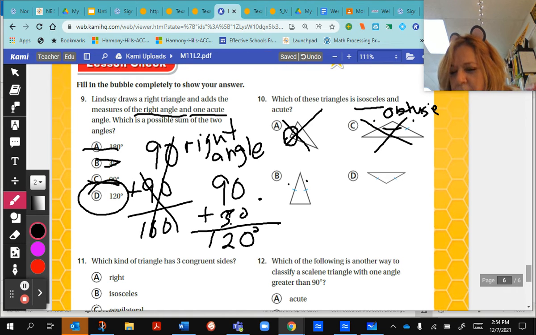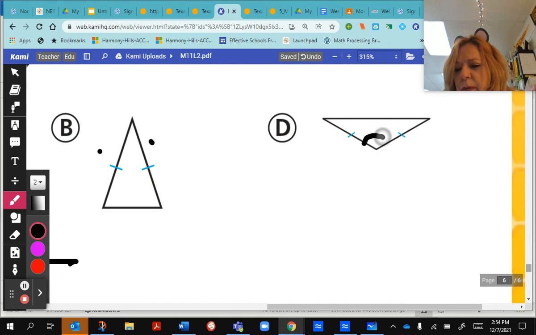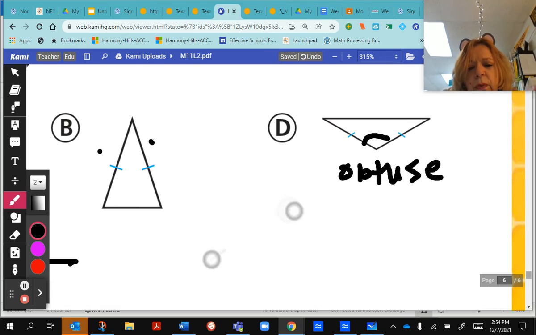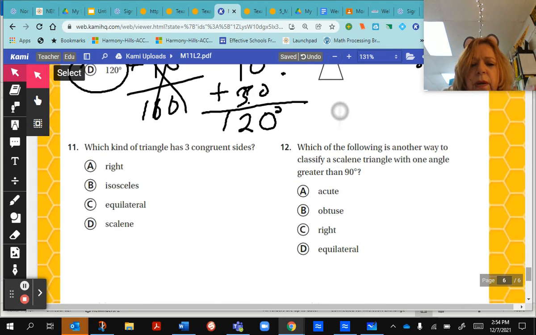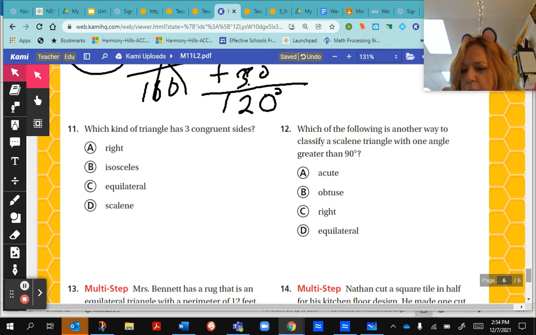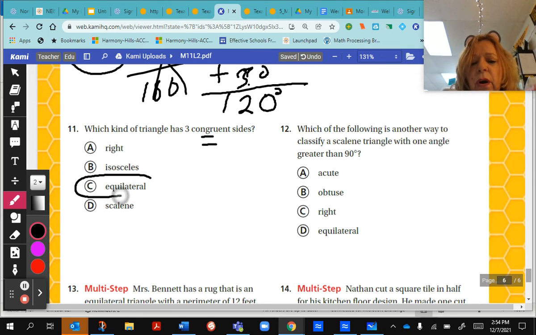And look at here, side opposite side. But it is also an obtuse. So that won't work. So the one that is the possible answer is going to be B, because those are all acute. Let's look at this next one. Which kind of triangle has 3 congruent sides? Remember, what does the word congruent mean? That's right, it means equal. And that's the equilateral, all 3 sides. Isosceles has 2 sides.